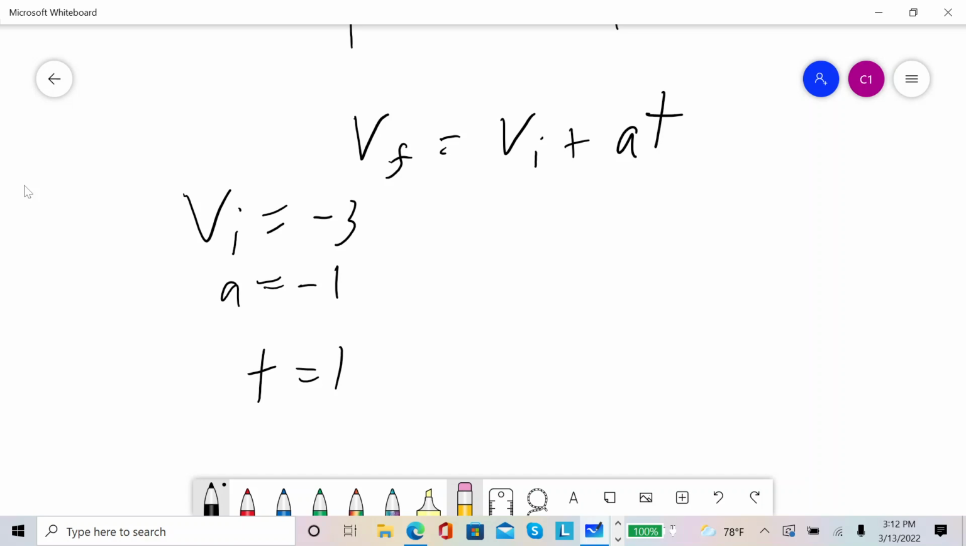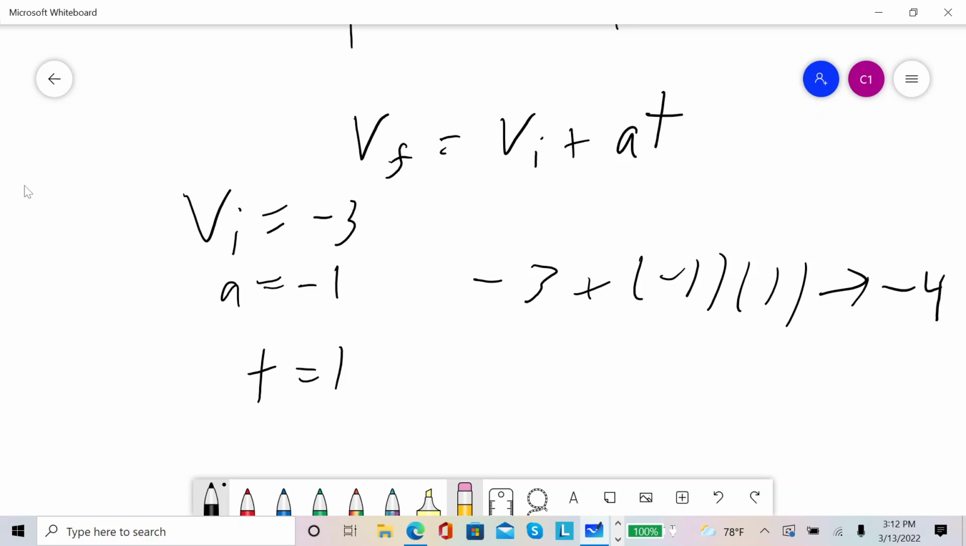Now, if you use this equation, -3 plus -1 times 1 is -4, right? And you can see that even though your velocity has gotten more negative, your speed has increased, because speed is just the absolute value of velocity. That's a distinction you guys need to get down because it's very important. If you don't, it'll be very confusing. Know your differences between scalars and vectors and how that applies to distance, displacement, etc.